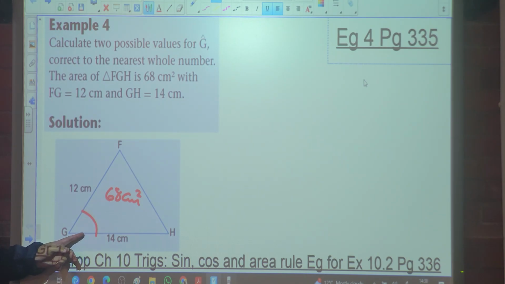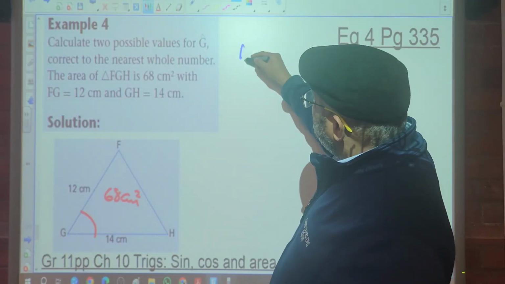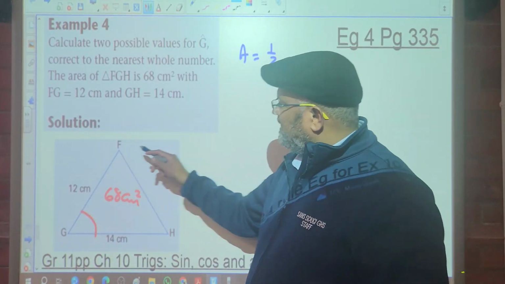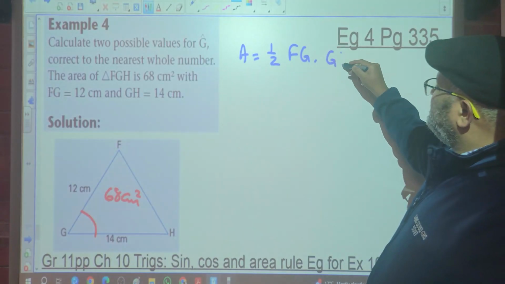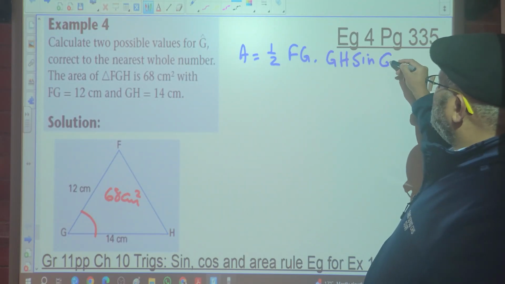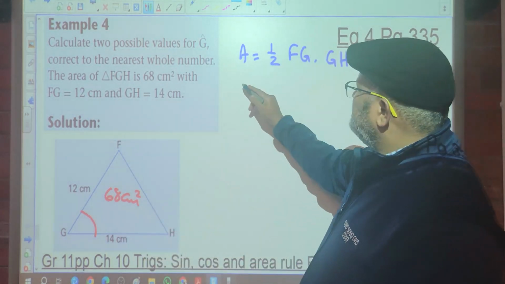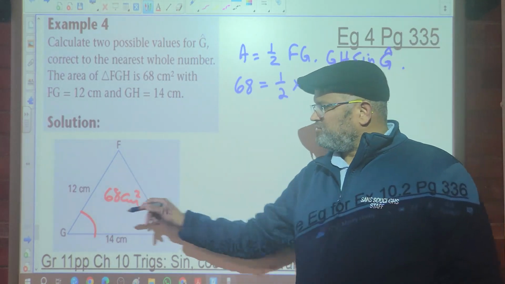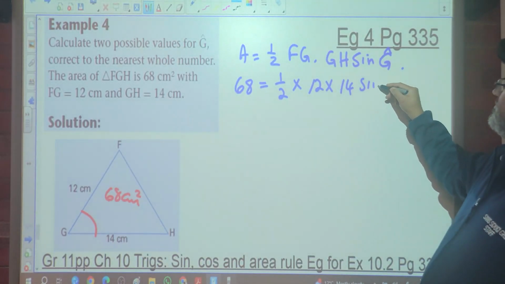So let's go with the area here. Area is equal to half times GF or FG times GH sine of angle G. And angle G is the angle we must work out, not so. So 68 is equal to half times FG 12 times GH 14 sine of G.